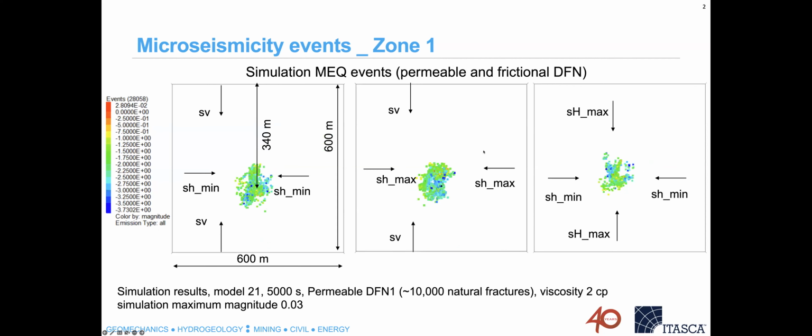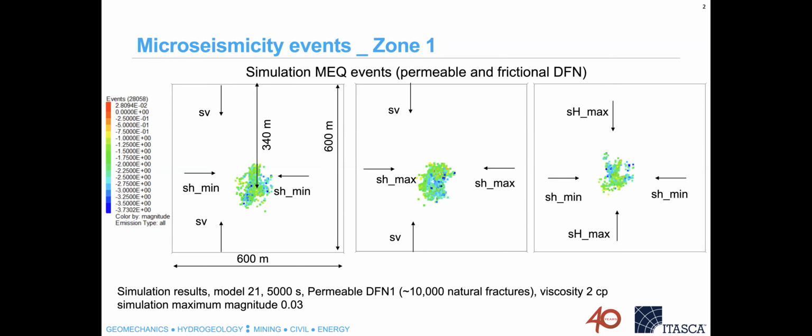Next one. So here are our simulation results. Here I also show the microseismic clouds in 3 different views. In this model, we use a permeable and frictional DFN. In this 600 meter cube, there are roughly 10,000 mesh fractures. They have initial ruptures, initial permeability, and their friction angle is 37 degrees.